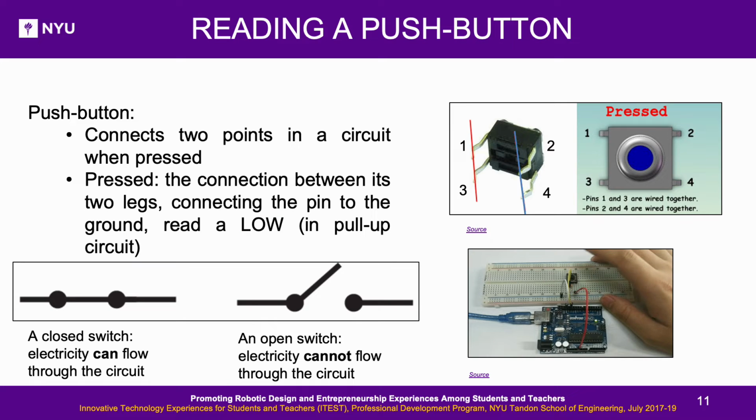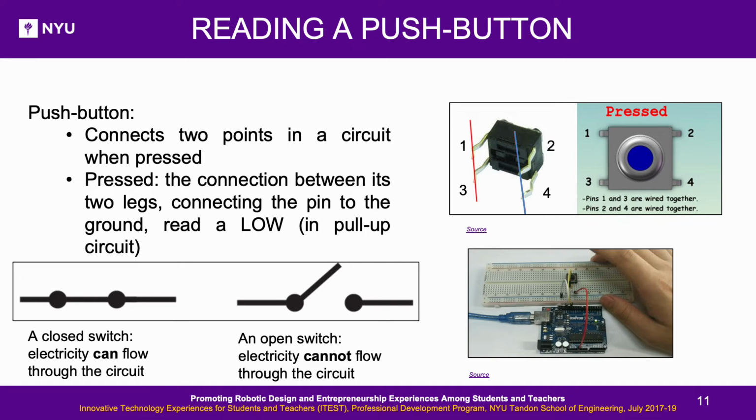Reading a push button. Push buttons are found on remotes, ACs, washing machines, etc. The push buttons have a built-in spring mechanism. This mechanism allows the button to return to its original state when you stop pressing it. The state in which the button is not pressed is the open state, and the state in which the button is pressed is the closed state.